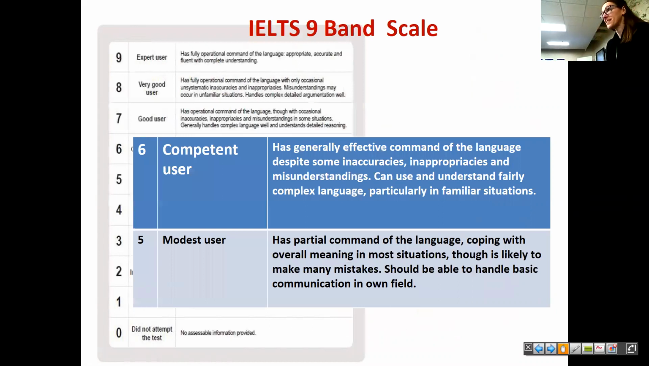It's one of the tests. And it means that they're between a competent user and a modest user. And again, remember, their skills could be in either of those. Competent users have generally effective command of the language, despite some inaccuracies, inappropriacies, and misunderstandings. Can use and understand fairly complex language, particularly in familiar situations. And so that's important to connect to, particularly in familiar situations. That has a big impact on how well you deal with language.